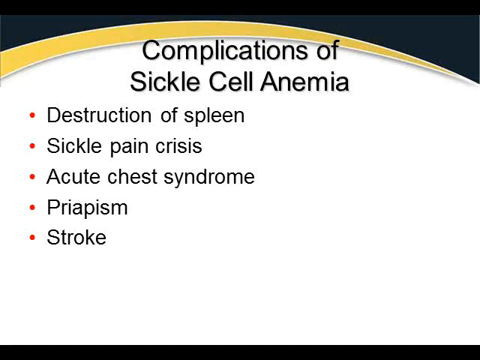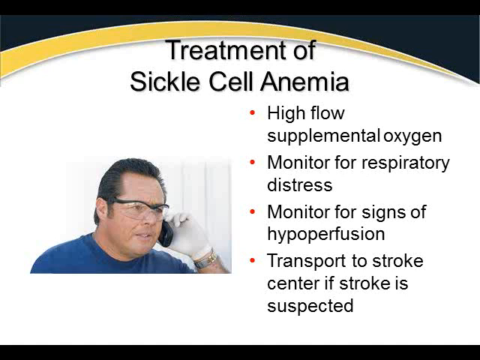Of course, stroke can potentially be a big issue as well. You get these things to clog up vessels in the brain, and all of a sudden the brain starts to starve. So treatment of the sickle cell anemia, high flow oxygen is generally recommended. You may not even get a really good accurate reading on your pulse oximeter because a lot of these cells don't have the capacity to carry the oxygen that we need to. So high flow oxygen is almost always appropriate for these people.